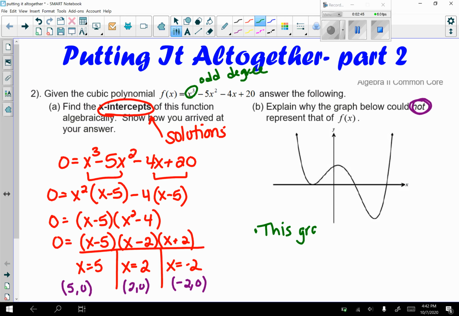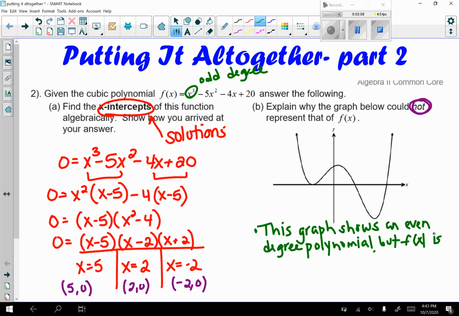This graph shows an even degree polynomial. But f of x is a cubic, which is an odd degree. So that's one way you could explain it.